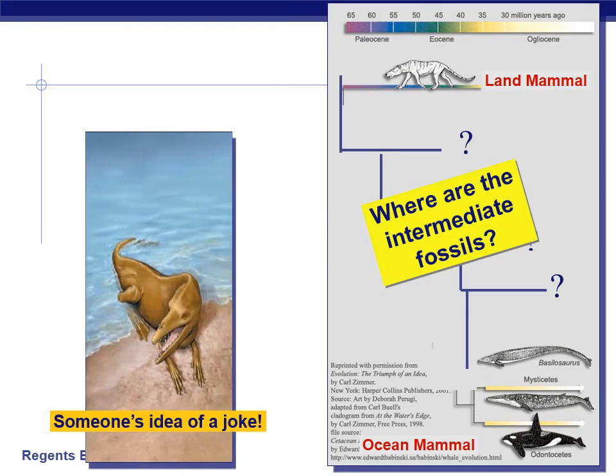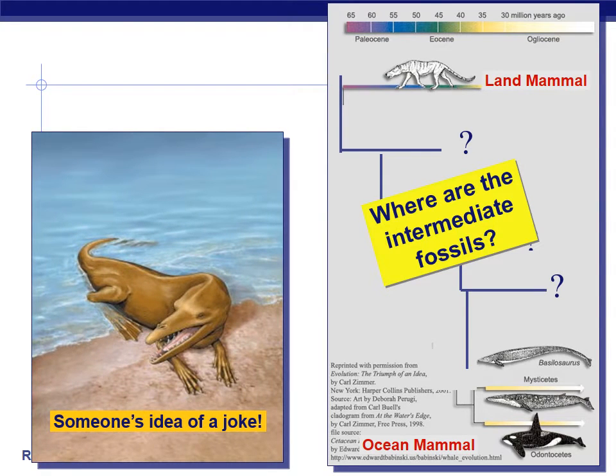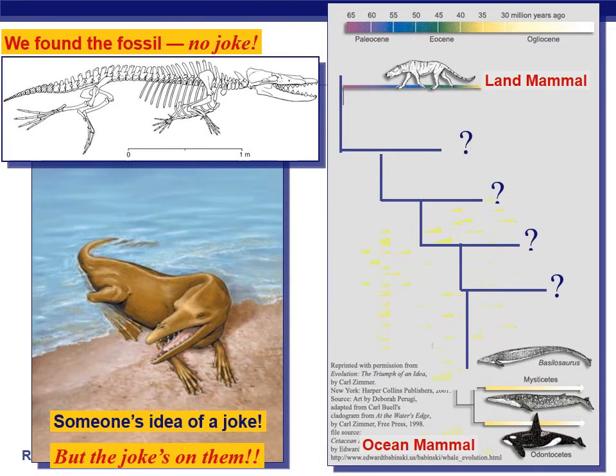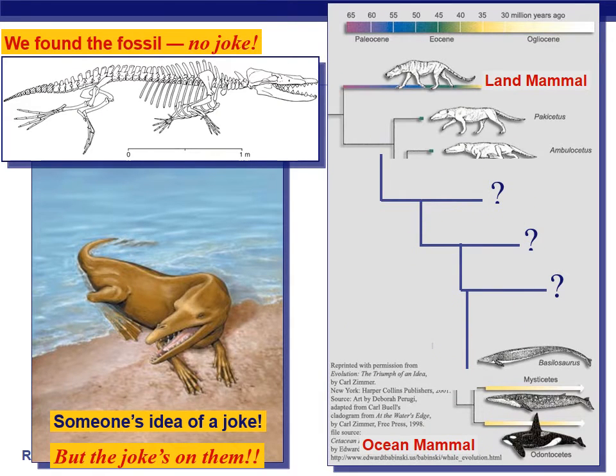As someone's idea of a joke, they created this cartoon which was around for about 15 years of this thing, whatever this is, as being the intermediate between the land mammal and the modern day whale. Well, the joke's actually on them, because we found a fossil that you notice looks very, very similar to their cartoon drawing. Once this fossil discovery was made in the 1990s, this cartoon disappeared and was never seen again, because we actually did find the fossil showing the evolution from a land mammal back to an ocean mammal, the modern day whale.